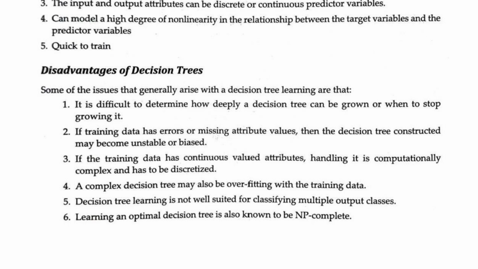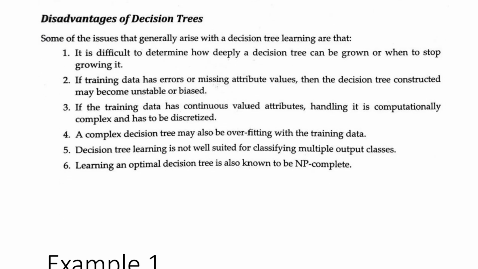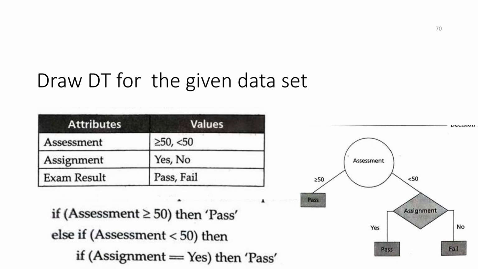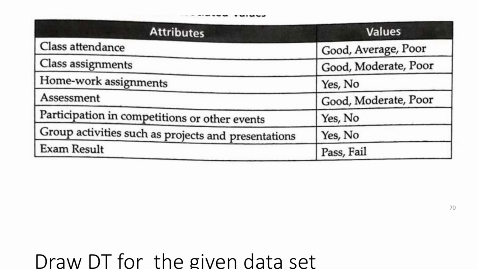If the training data has continuous valued attributes, it is difficult to handle mathematically, or computationally a little complex. A complex tree may also overfit the training data, or underfit. These are all the difficulties that we observe in the training data set. Now, how do these attributes and their values look?